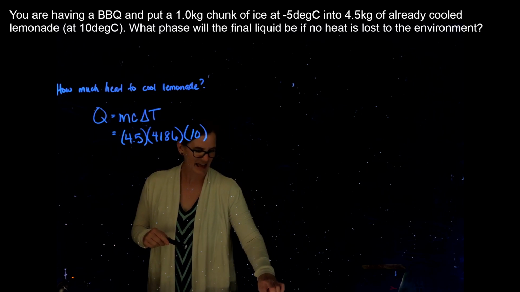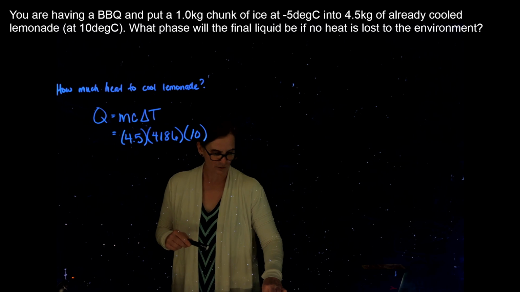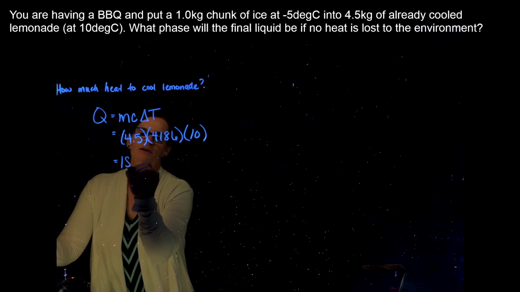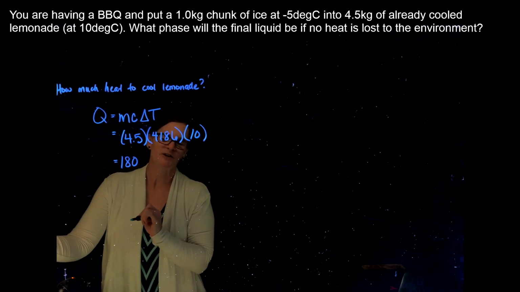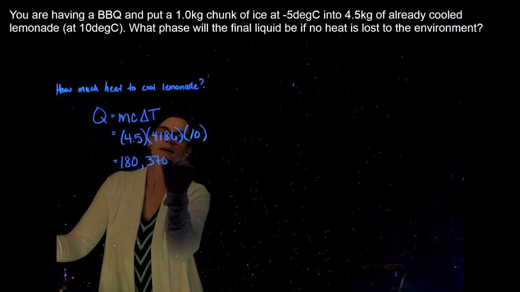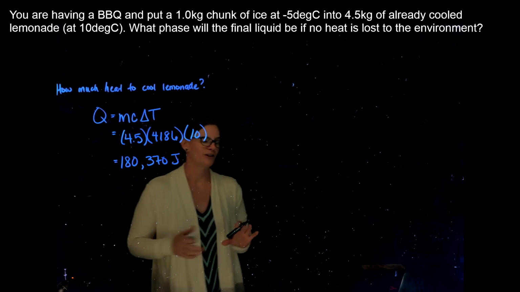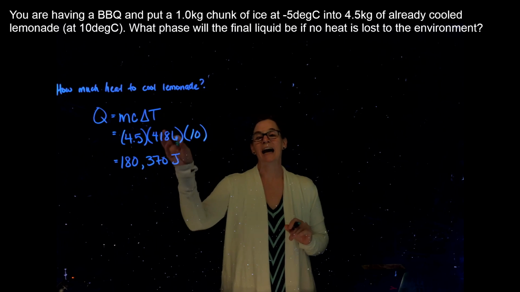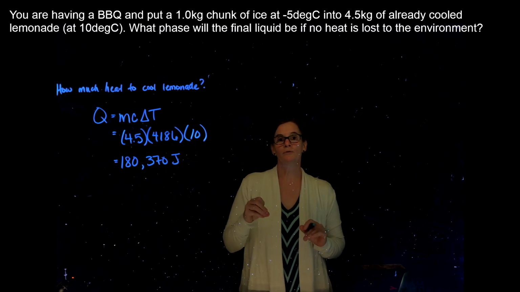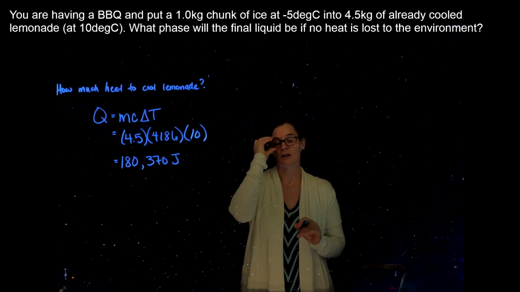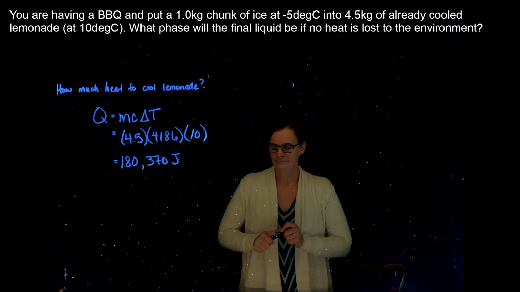If we look at that total amount to lower the temperature, it is going to take 180,370 joules. And I'm just going to leave all of our integers up right now. So that's how much energy will be removed from the lemonade to decrease its temperature down to 0 degrees. Okay. So what else do I need to know?